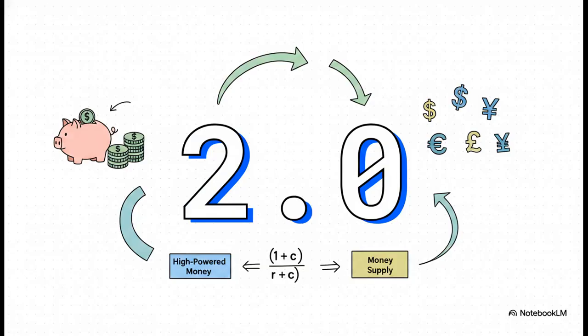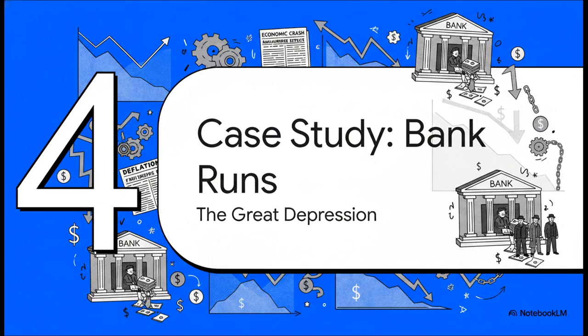Let's make this concrete. Say banks hold 10% in reserve, and the public holds a certain ratio of cash. The math might output a multiplier of exactly 2.0. So, to put that into perspective, for every single new dollar the central bank injects into the system, exactly $2 of circulating money are generated out there in the real economy. All right, let's move to part four, case study on bank runs.